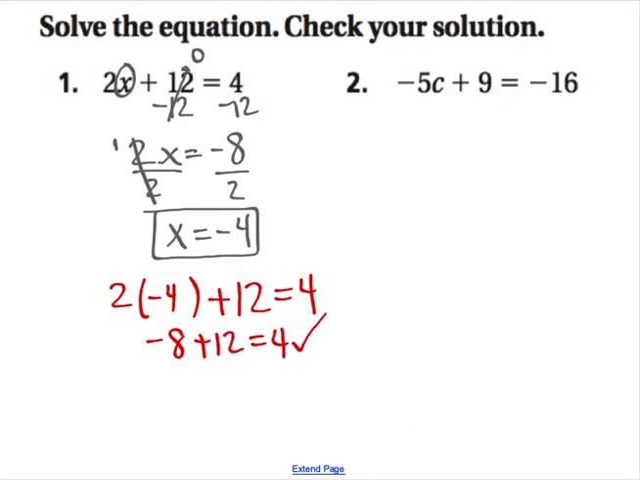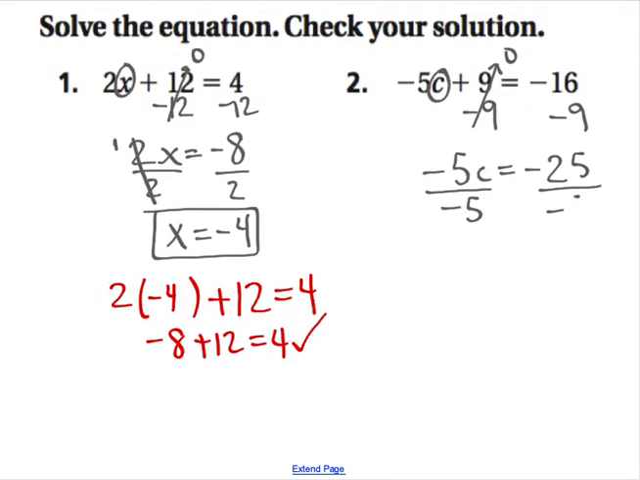Our solution is correct. Okay, negative 5c plus 9 equals negative 16. We're trying to get the c by itself. So we'll first get rid of the 9 by using a negative 9. This gives us negative 5c equals negative 16 and negative 9. They're both negative, so we add them together. We get negative 25. Next, we need to get rid of the negative 5. We're going to do that using division. Divide by negative 5 on both sides.